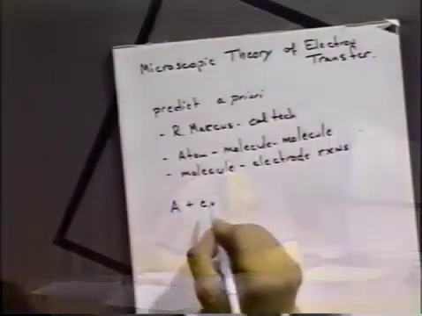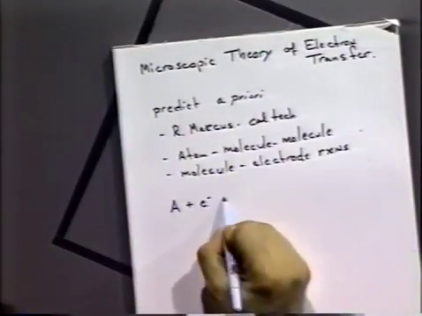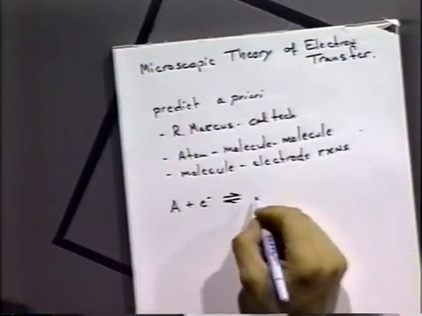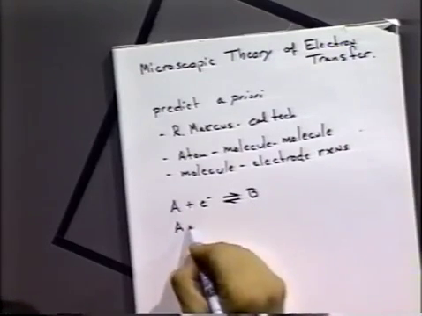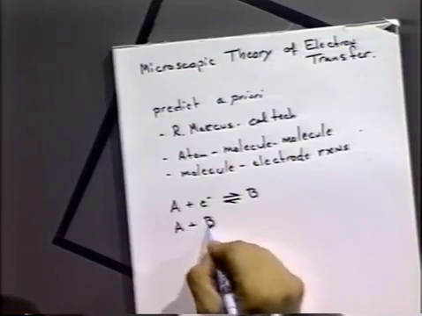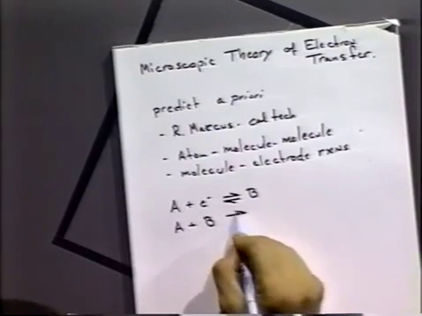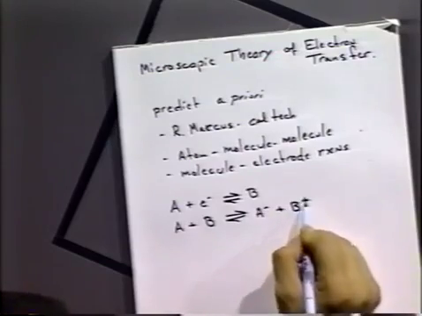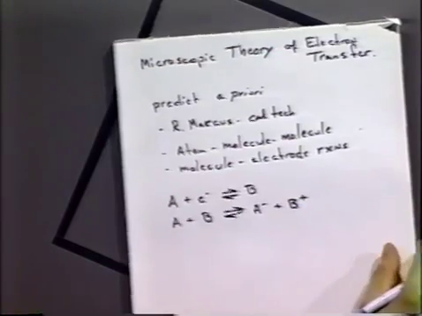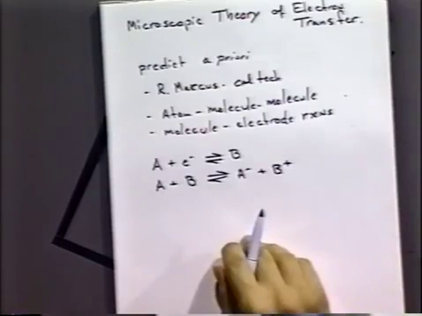So we can think about the following basic ideas. We can take a molecule A and put an electron in it to go to molecule B. Or we can have molecule A reacting with B to give us, say, A minus and B plus. Both of these systems are very similar in many regards.